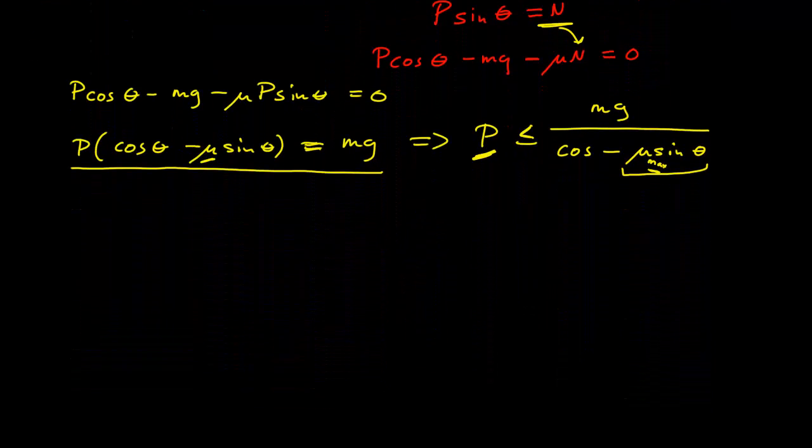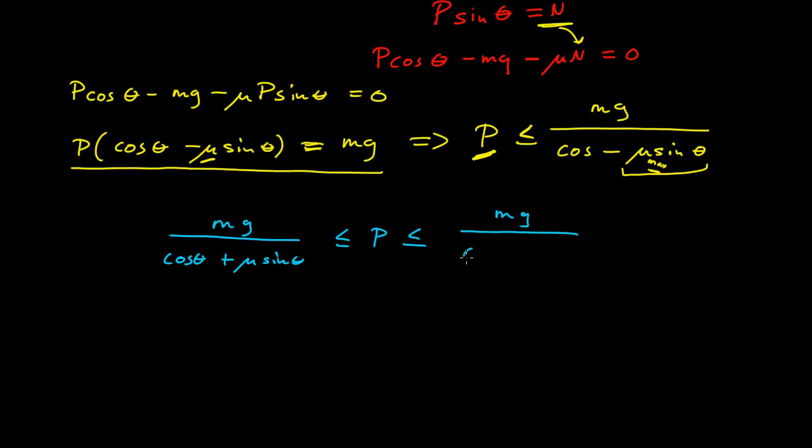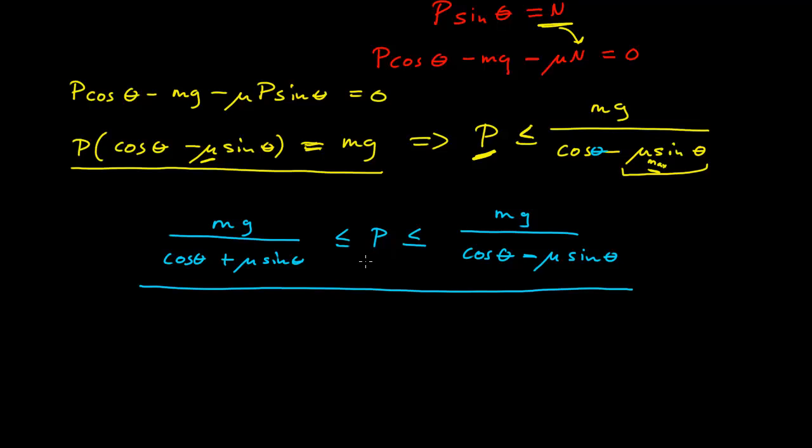So we now have the answer to our problem, which is mg over (cos theta plus mu sine theta) must be less than or equal to our pushing force, which must be less than or equal to mg over (cos theta minus mu sine theta). Yeah, I see that I missed my theta there, but this is the answer to the first part of the question, the range over which the system stays at rest. And it took a lot of understanding of what's really happening in the problem itself.